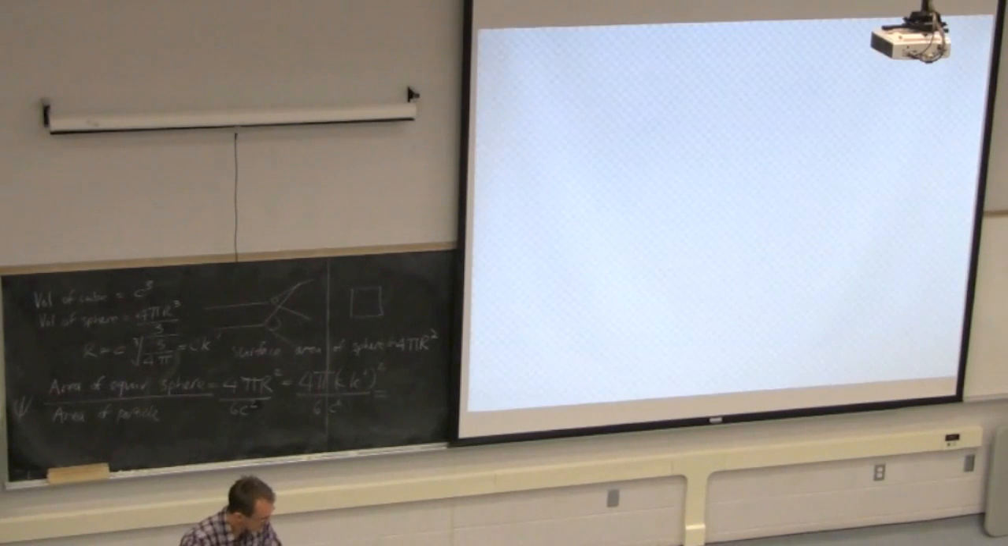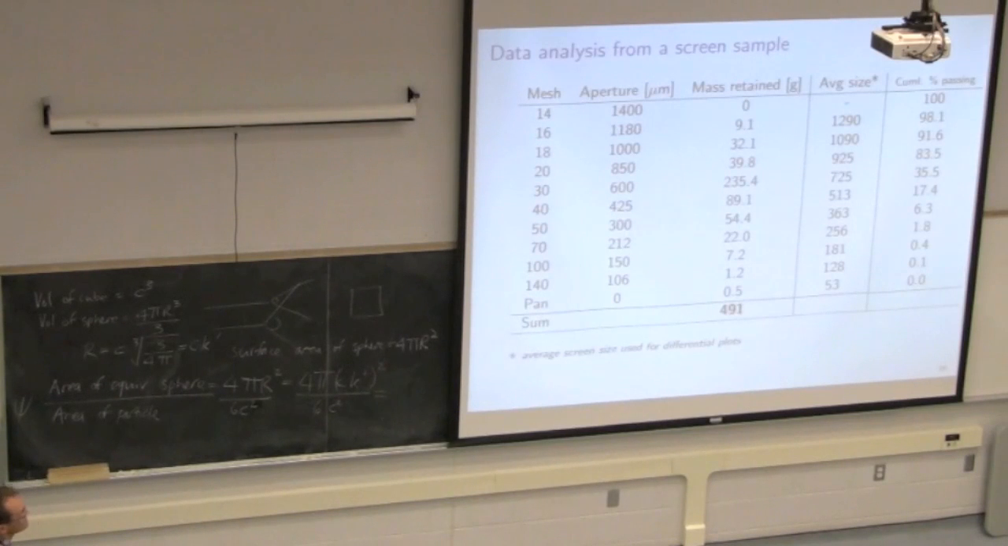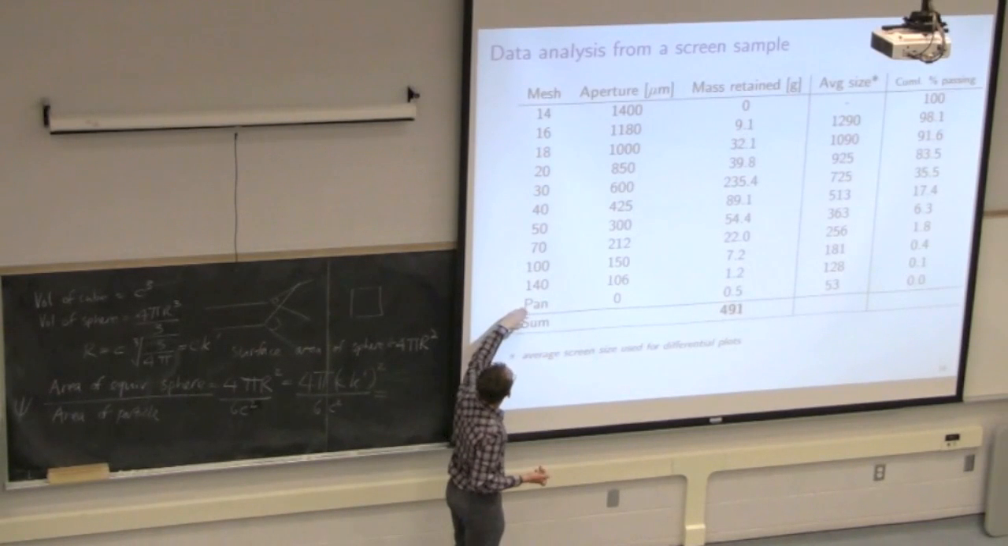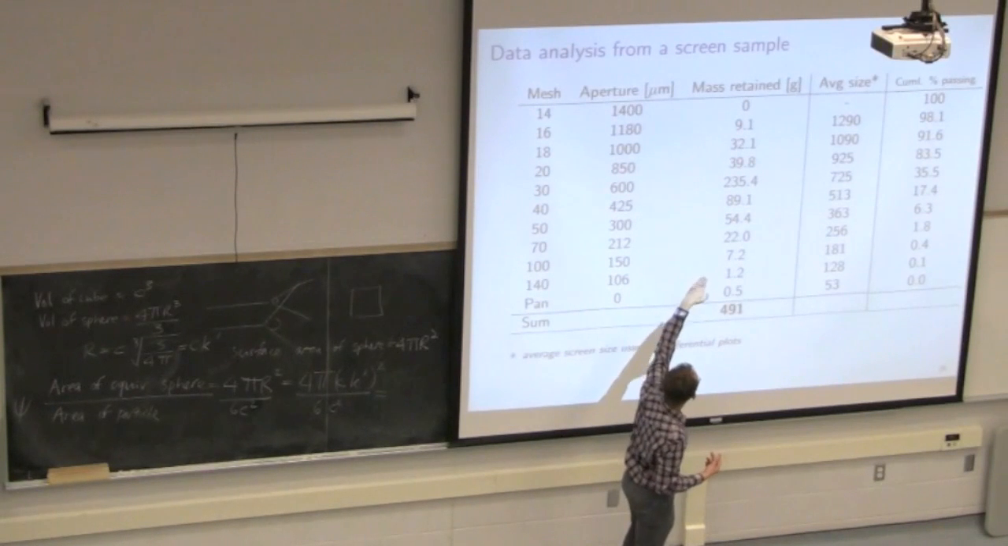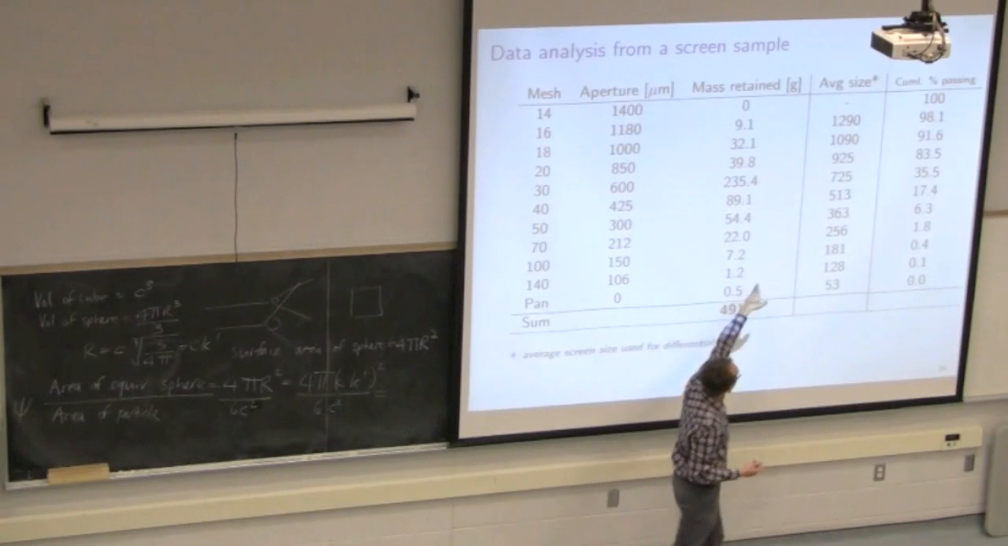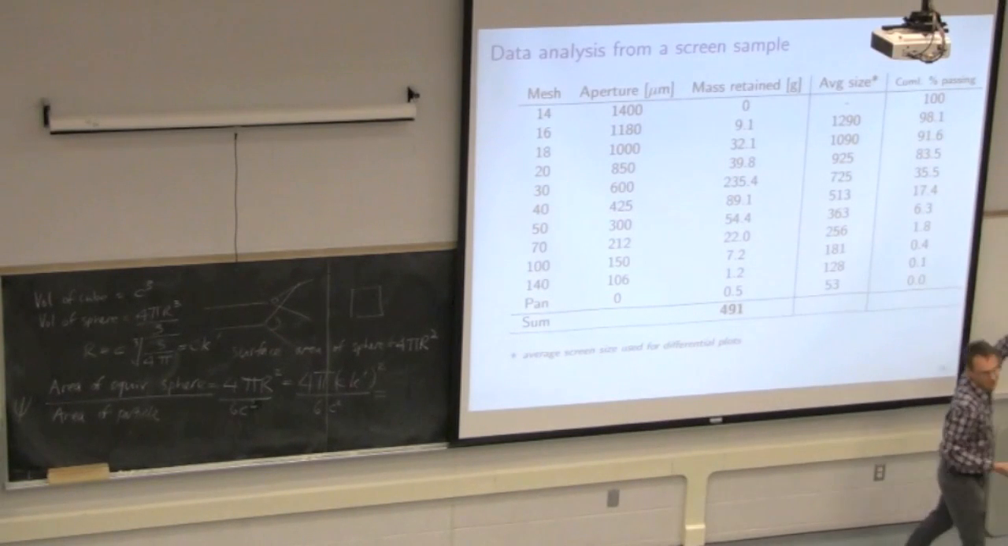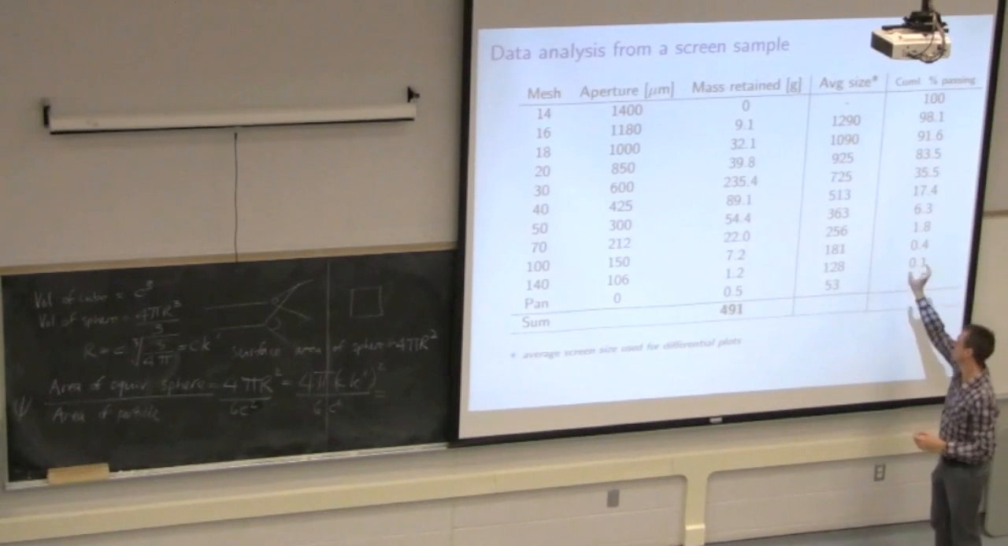Okay, so let's work through this example now. Here's a sample of product that's been taken. We have our pan at the bottom that's collecting the smallest particle size. Here's our sequence of meshes. After shaking for a period of time, this is the mass retained on each screen. Prove to yourself that these numbers in the last two columns are correct. This is how we're going to report particle size: the cumulative percentage passing. So make sure you can calculate this last column.